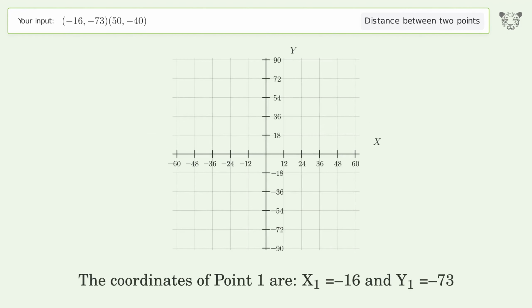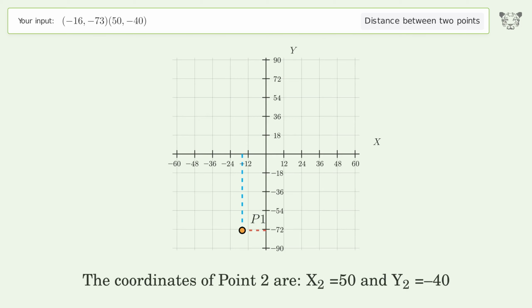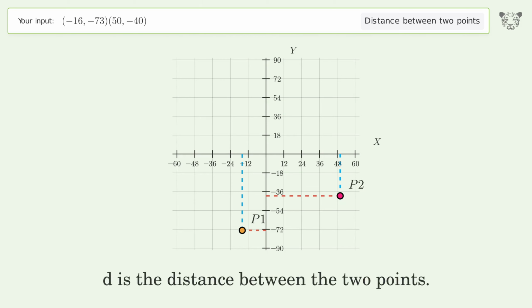The coordinates of point 1 are, x1 equals -16 and y1 equals -73. The coordinates of point 2 are, x2 equals 50 and y2 equals -40. D is the distance between the 2 points.